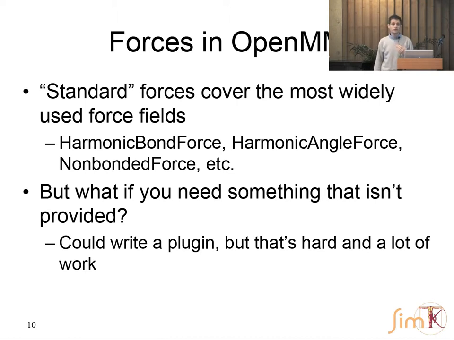OpenMM comes with implementations of most of the standard forces that come up in molecular dynamics simulations: harmonic bond force, harmonic angle force, non-bonded forces, your standard Coulomb and Lennard-Jones, etc. And for most simulations, this pretty much covers all the basics. But sometimes you want something else. What if you are running a simulation and you really want some other type of force that OpenMM hasn't provided to you? What do you do?